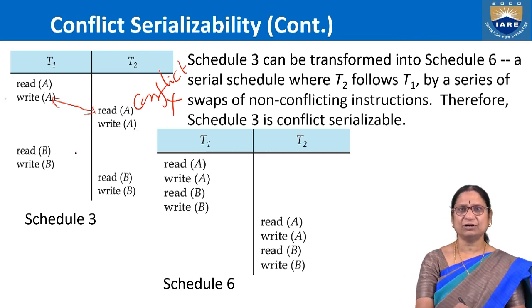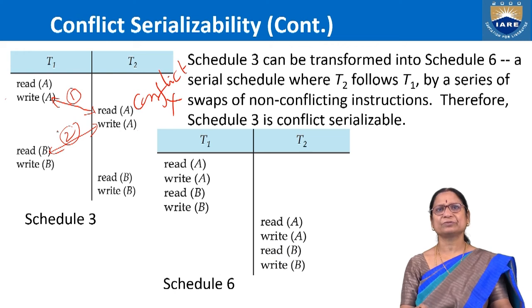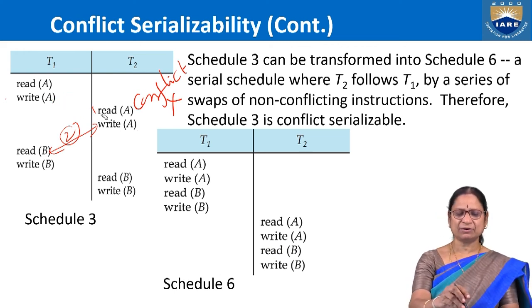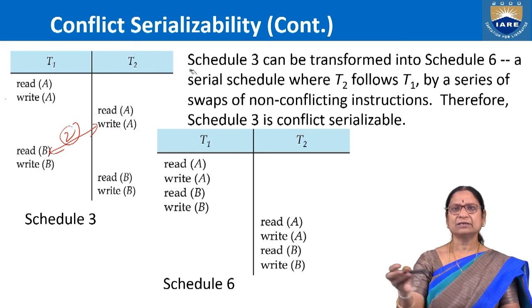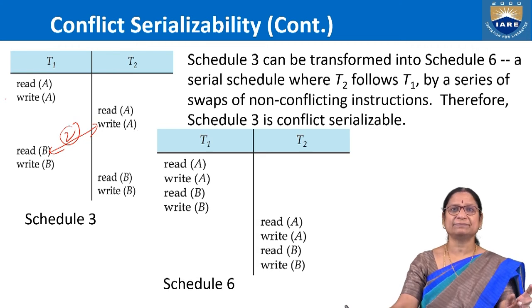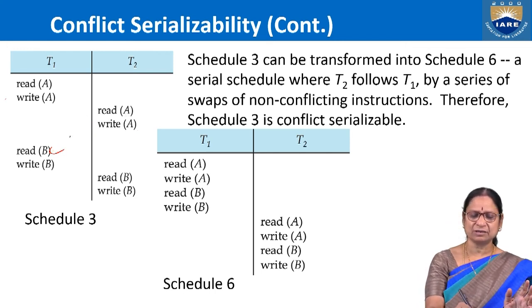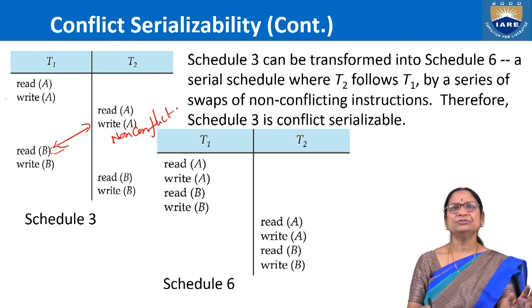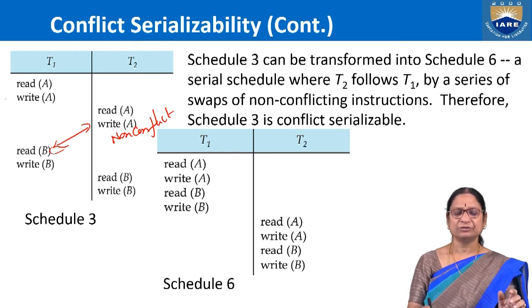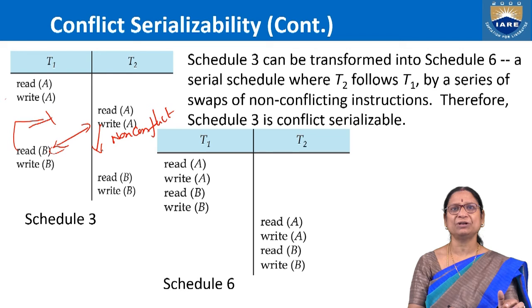Fine. Then what is the next consecutive pair? This is the first consecutive pair, this is the second. The first pair is not possible because it is a pair of conflict instructions. Considering the second pair, write A and read B, both are on different data items. Since they are on different data items, I do not need to check read or write. Different items means those two instructions are automatically non-conflict. So non-conflict means this order can be changed. This will become the third instruction, this will become the fourth instruction. The temporal order was interchanged.